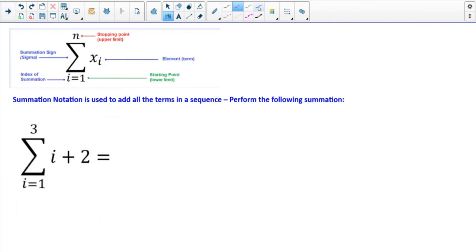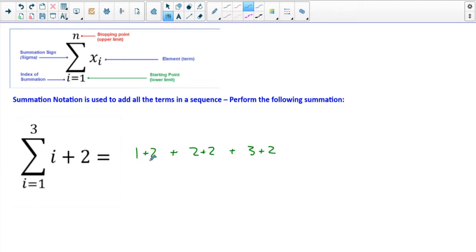All right, let's try another one here. So same thing, we're just doing the same thing. Looking at our starting point, the lower limit, the elements, and then stopping at the upper limit. So this one is a little more complicated. I'm going to start at 1, go up to 3, and I'm just plugging it into these terms here. So starting with 1 is going to be 1 plus 2. Next would be 2 plus 2. And then finally we're stopping at 3.